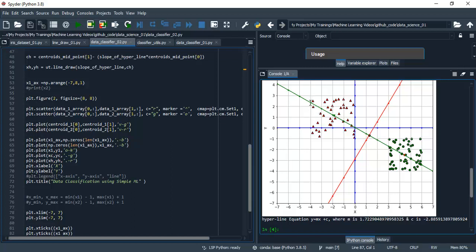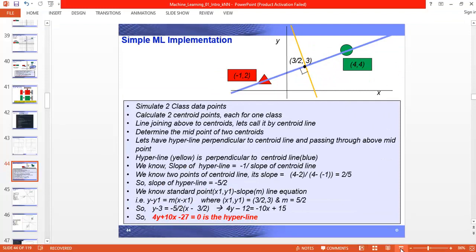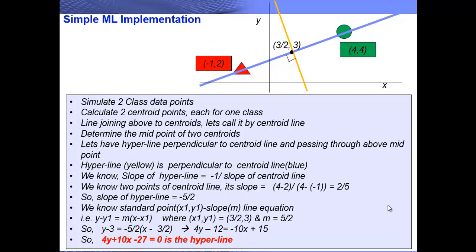Okay, so this green line, that means centroid line, is passing through these 2 points, and the perpendicular line is coming over here. Okay, the perpendicular line is coming over here now, and this is nothing but the hyperline, so automatically this algorithm is deciding. So let me just go back here. Okay, so we just saw the implementation of that simple ML algorithm to decide the hyperplane if the data of the two classes are given, and this was a theory in that, and then we made some steps. So let me just reiterate those steps by reading this.